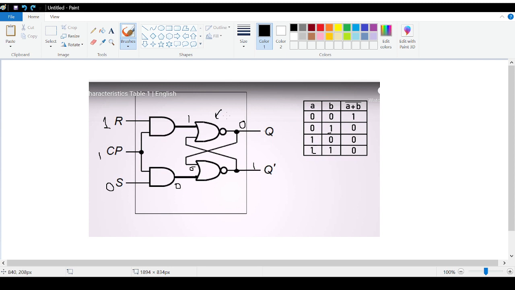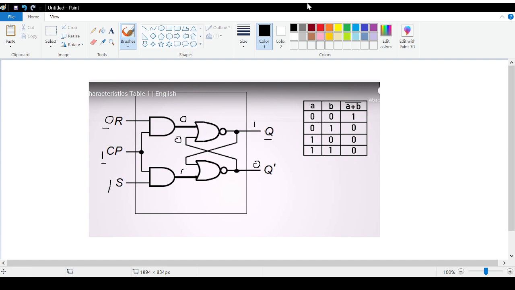Now let's trace the other example. Again, clock pulse will always be 1, and if I pass 0 here and 1 here, can you tell me what value Q will store? 0 and 1 will give you 0. 1 and 1 will give you 1. If an input of a NOR gate is 1, then the output is 0. So I'll have 0 passing through here, so 0 0 NOR will be 1.